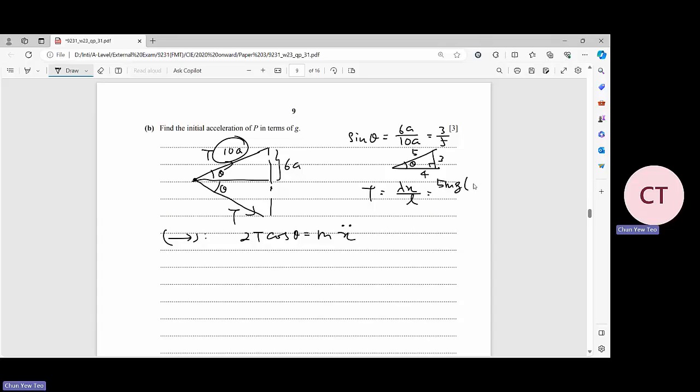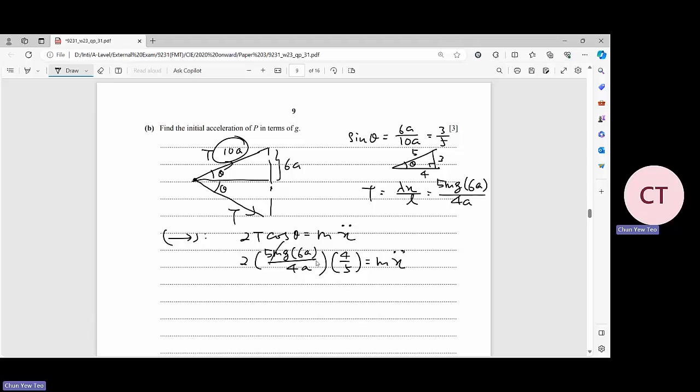Your extension is 4a stretched to 10a, so you have 6a. Your L is only 4a because we only take half, consider half of it only. So it will be 2 multiplied by 5mg multiplied by 6a divided by 4a. Cos theta is 4 over 5, equal to the ma.